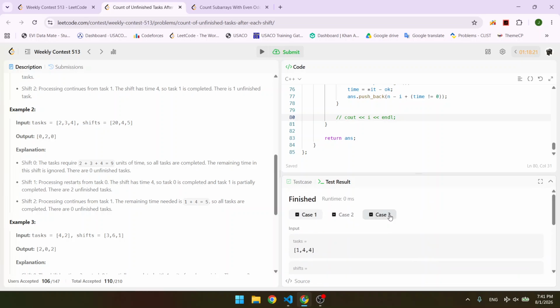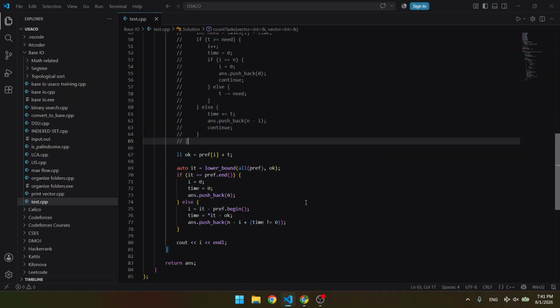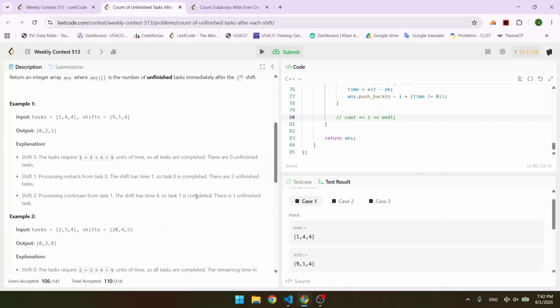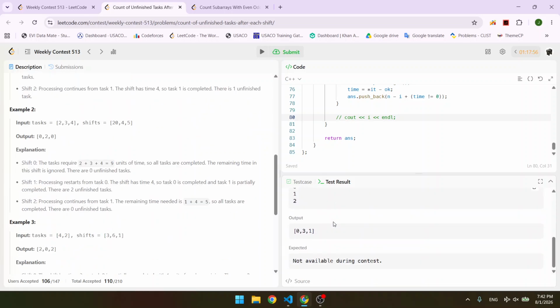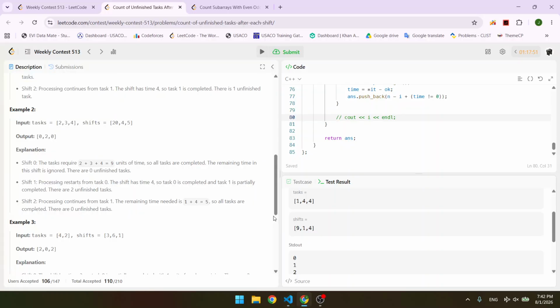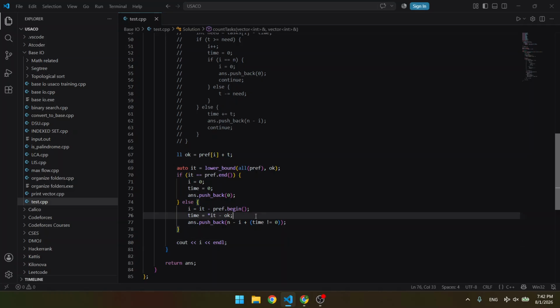0, 2, 0, 0, 3, 1. I got 2, 3 now. 0, 1, 2. After 1, we should be at 1. Yeah. So 3. 0, 2. How do you get 3? And time is not equal to 0 either.